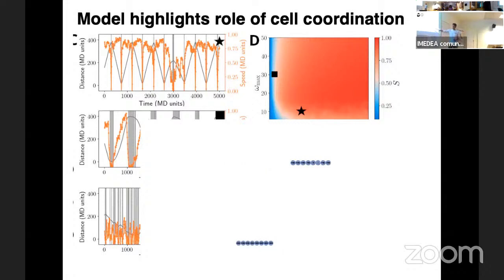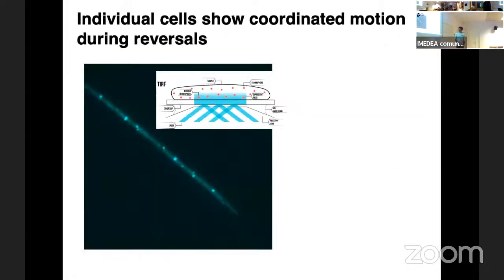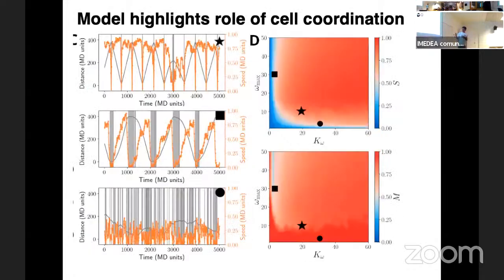And in these simulations, that coupling is a bit broken, so cells can abruptly change their direction and work against each other. So basically, the take-home message from this exercise of model analysis is that there are some parameter regimes where things seem to behave as we see experimentally, and that parameter regime is characterized by strong coupling. So what the model suggests is that the cells should have a high coordination within a filament.